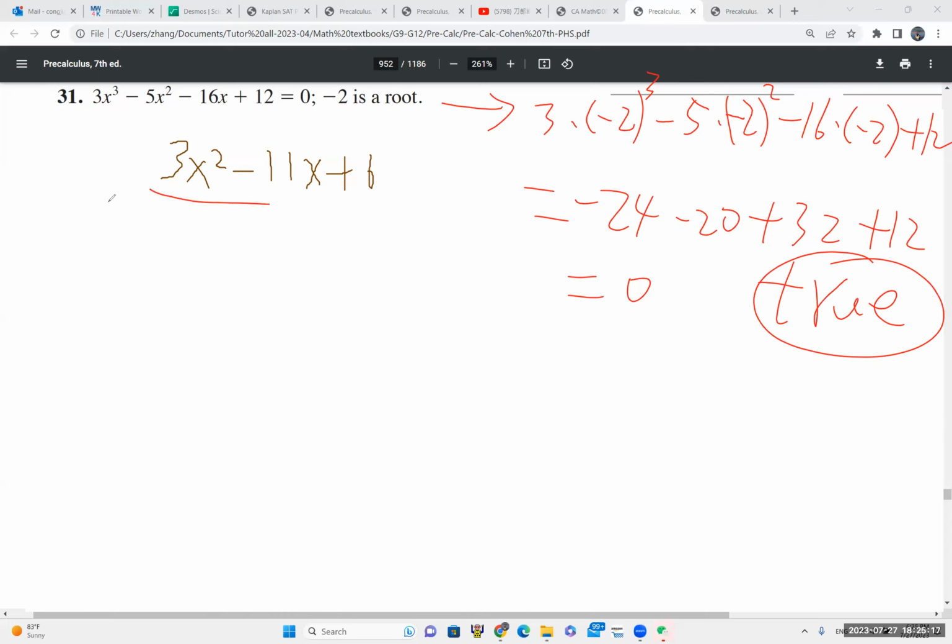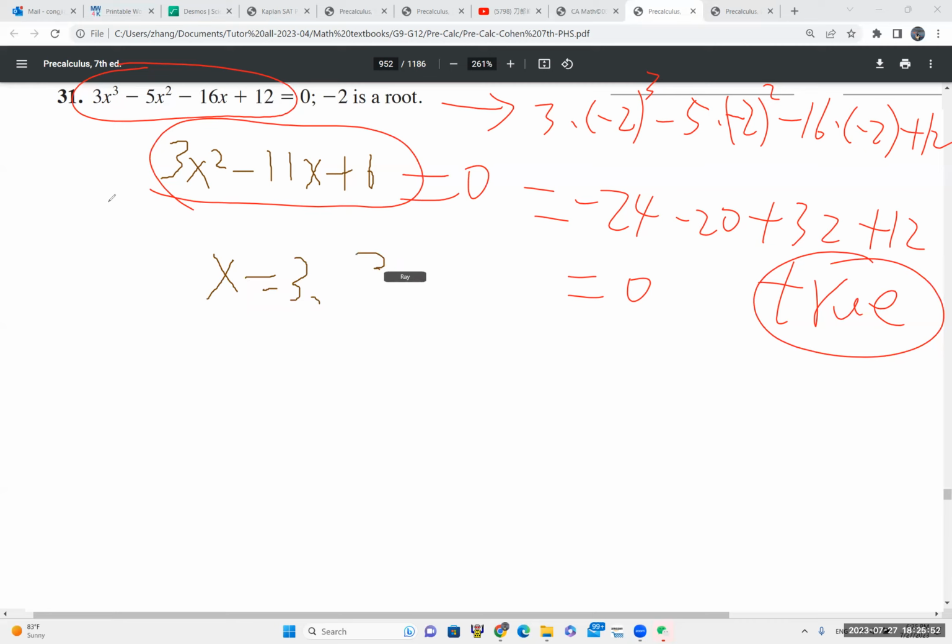Why do you have this? You're supposed to check if it's a root. Oh, I thought you're supposed to simplify. Do you mean you use this division? Yeah, I do get 0. Then you need to keep going and solve it, right? Yes, because we need to find all the roots. Then x also equals 3 and 2 over 3.